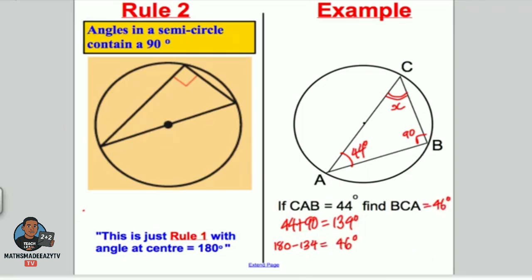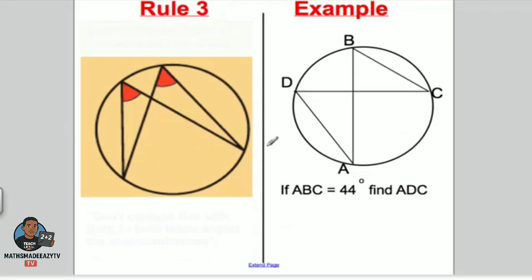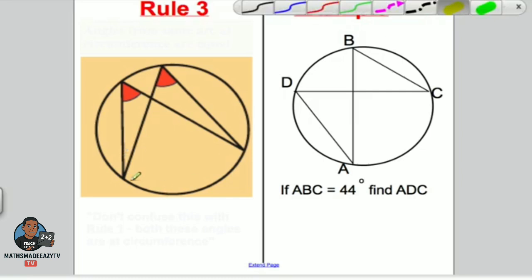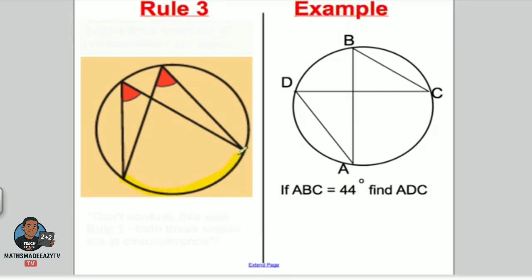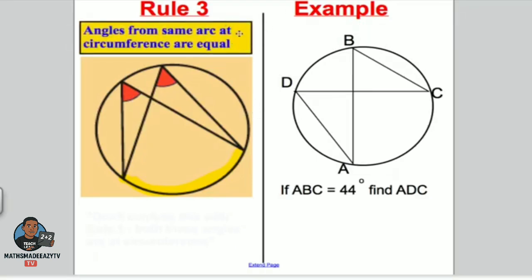Easy. Now let's move to a new rule, rule number 3. What rule 3 says is, if you have an arc, like you have it here in yellow, and it generates angles in a particular segment, the angles are going to be the same. You can see them painted in red. The angles are going to be the same. So angles from the same arc at the circumference are equal.